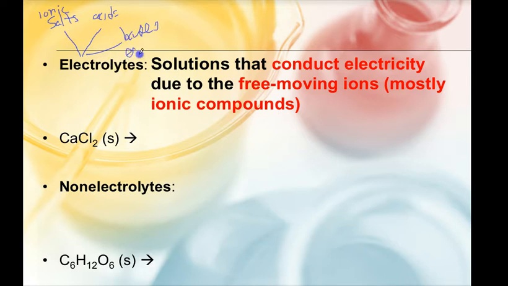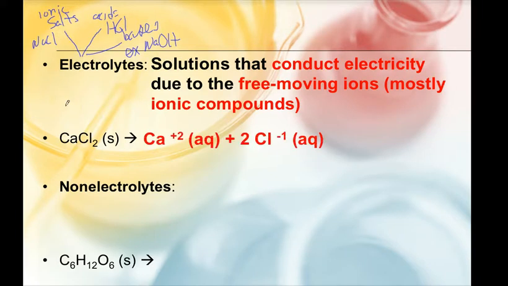An example of a base would be NaOH, sodium hydroxide. Example of an acid would be HCl. And a salt would be, of course, NaCl. All three of those conduct electricity. And the reason for that is that when you put them in water, they split apart into ions. And it's these free-moving ions that allow the solution to conduct electricity.